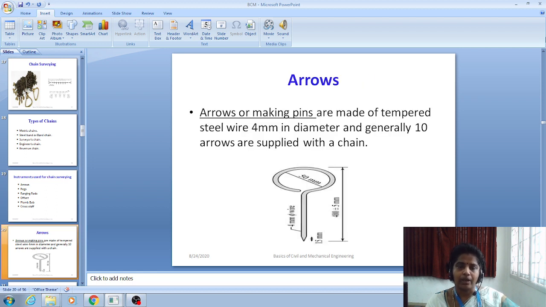Arrows are also called marking pins. They are made of tempered steel, around 4 mm in diameter, and generally 10 arrows are supplied with the chain. The total height of the arrow is 400 mm, that is 0.4 meter. So don't forget the arrow height is 0.4 meter, otherwise 400 mm. The purpose of the arrows is to fix or mark places along the survey line.